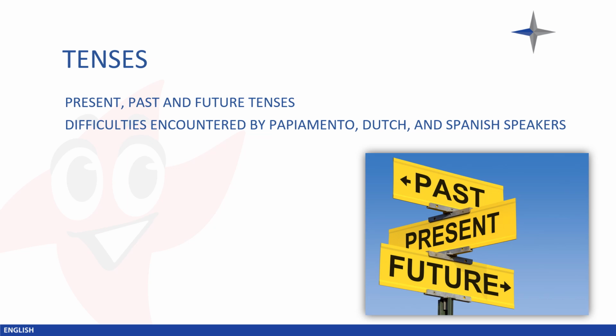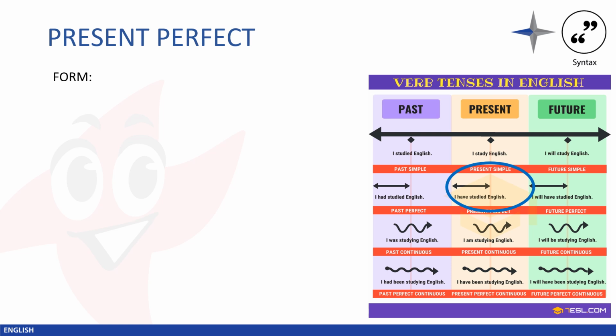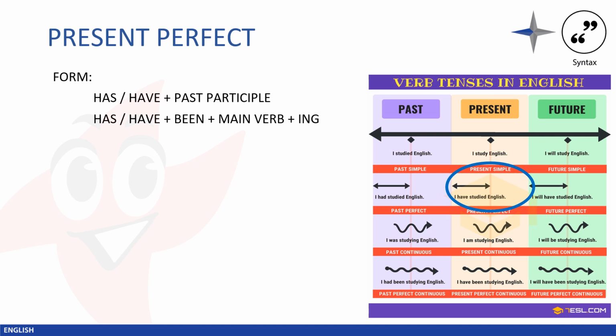There are many difficulties encountered by Papiamento, Dutch, and Spanish speakers concerning the English language. The present perfect tense is an important tense in English, but it gives speakers of some languages a difficult time. That's because it uses ideas that do not exist in those languages. This is the form of the present perfect. The one with the -ing is the present perfect continuous, by the way.